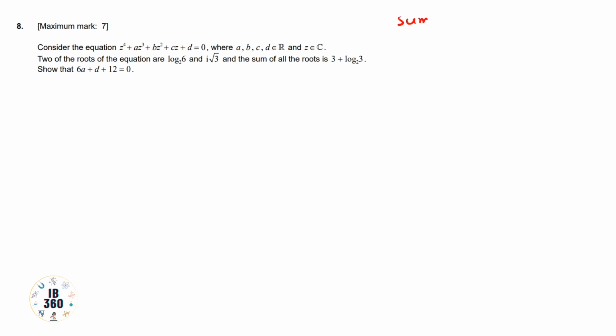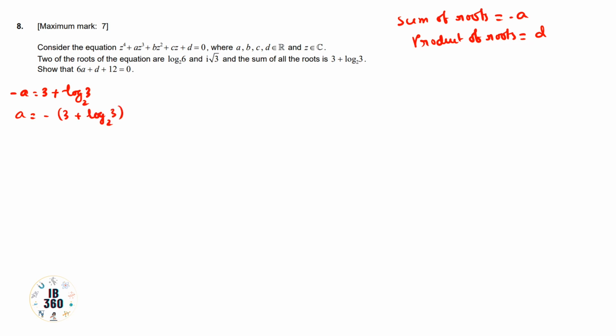So the sum of roots is equal to minus a, and the product of roots is equal to d. So now we will find out the values of a and d. The sum of the roots, minus a, is equal to, the sum is given, that is 3 plus log base 2 of 3. So a is equal to minus of 3 plus log base 2 of 3. So the value of a we have found out. Now we need to find out the value of d. For that, it is basically the product of the roots. So now we need to do the product of the roots.